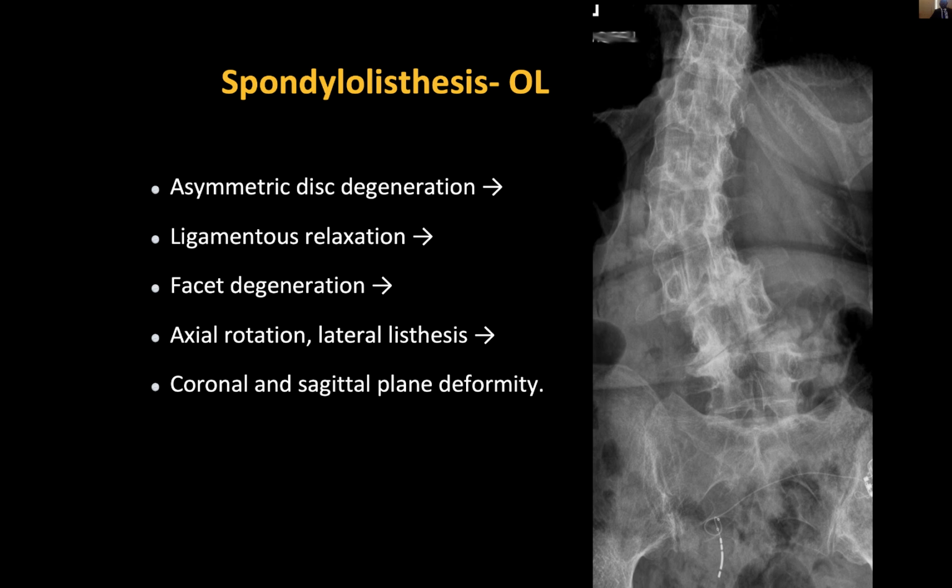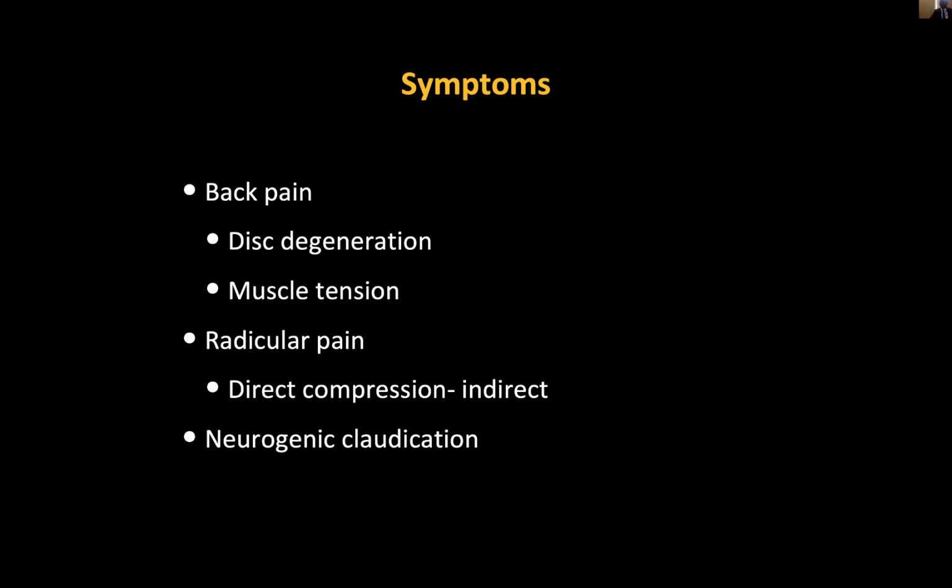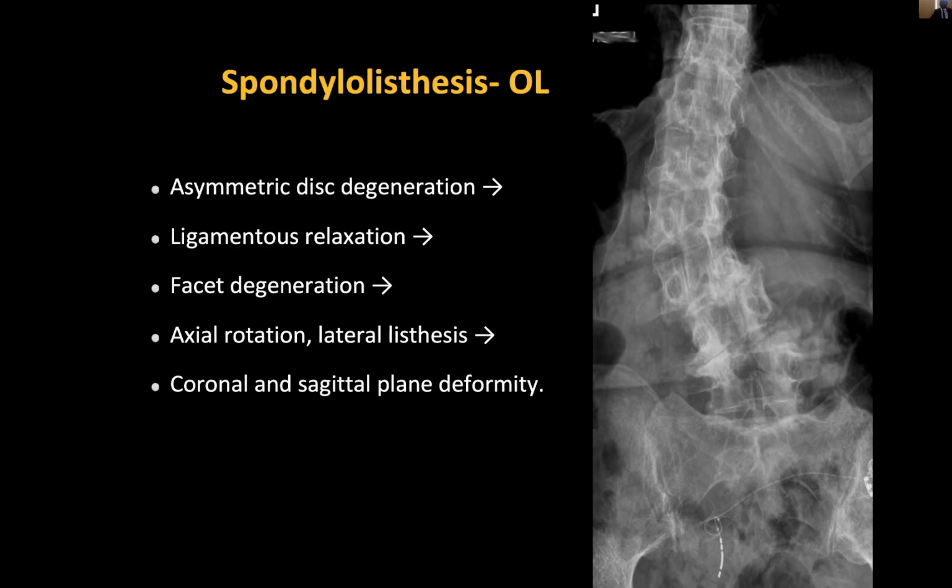Listhesis means one vertebra is getting lateral to the other vertebra. It's because, again, of asymmetric disc degeneration, ligamentous relaxation, and facet degeneration, and all of them may cause coronal and also sagittal plane deformity. So we may also see thoracic spinal stenosis. It's very rare, but we see it.